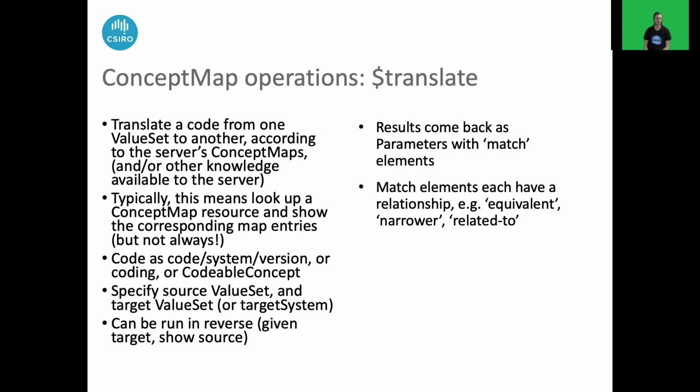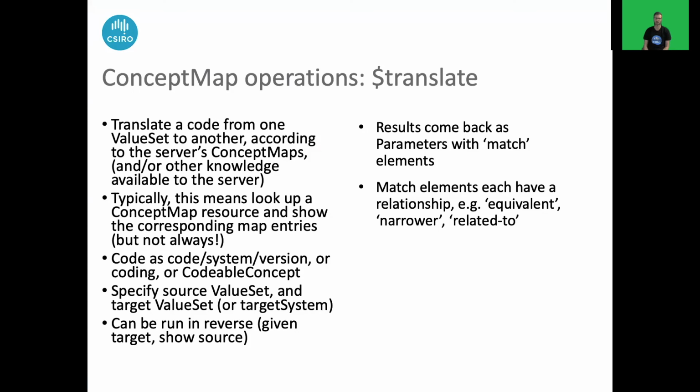The codes we're interested in mapping are passed in either as a code, system and version, or a coding, or a codeable concept. And when we do that, we specify the source and/or target code system, and we can specify the source or target value set, and we can specify the target code system as well.